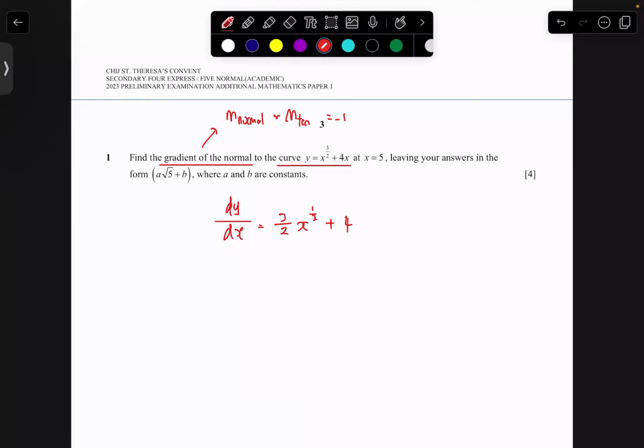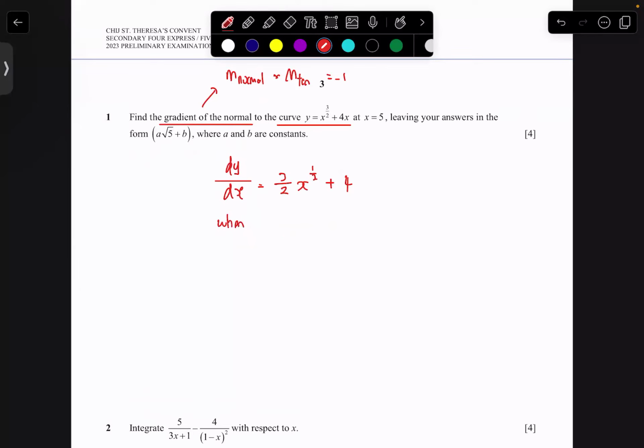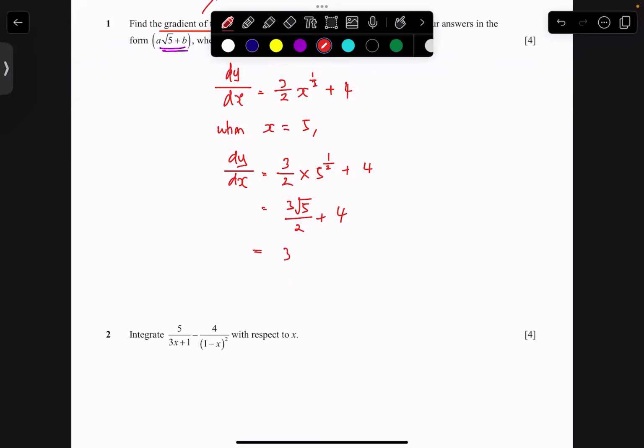Then when x equals 5, dy/dx equals 3 over 2 times 5 to the power of half plus 4. Since the hint is they want us to have root 5, power half is the same as root 5. So this is technically 3 root 5 over 2 plus 4. Then I'm going to combine them into a single fraction so that I get 3 root 5 plus 8 over 2.